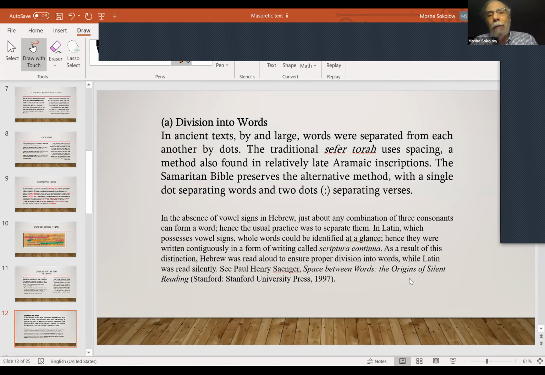Our traditional Sefer Torah uses spacing, a method that was already found in late Aramaic inscriptions. However, the Samaritan Bible preserves the older alternative method so that individual words are separated from each other with a single dot, and sentences, verses, are separated from each other by double dots.